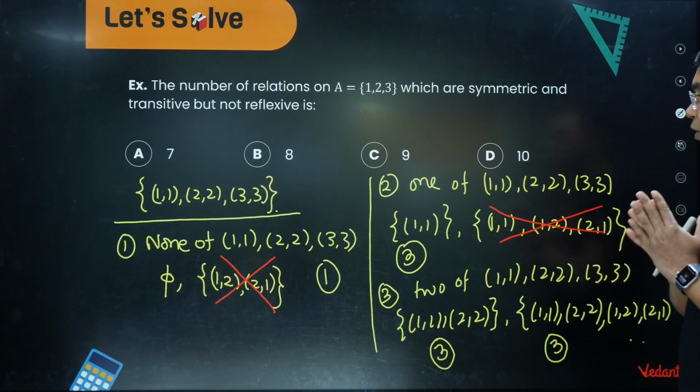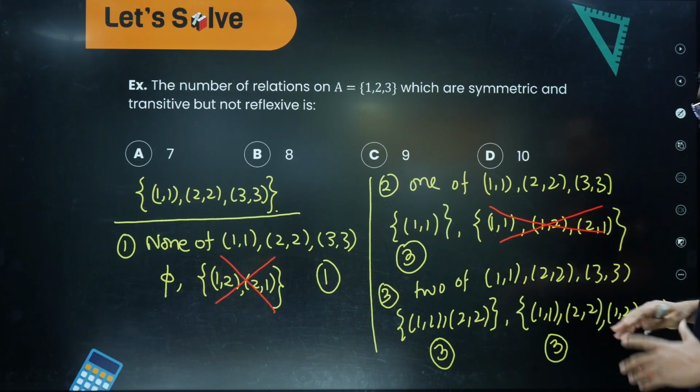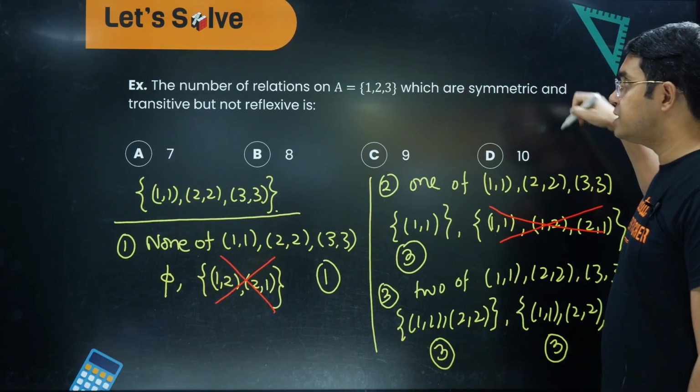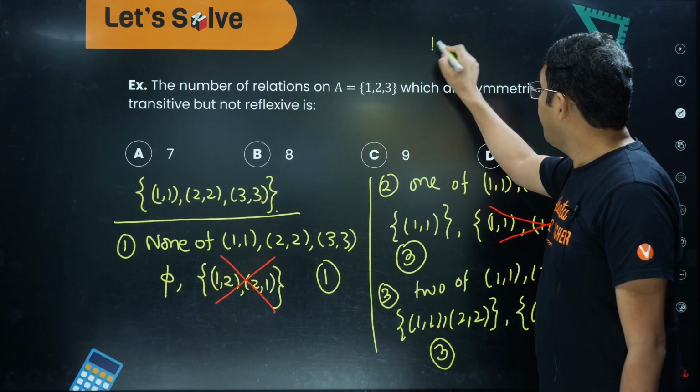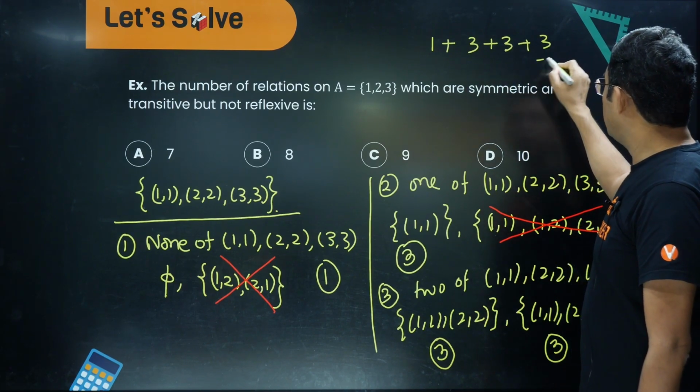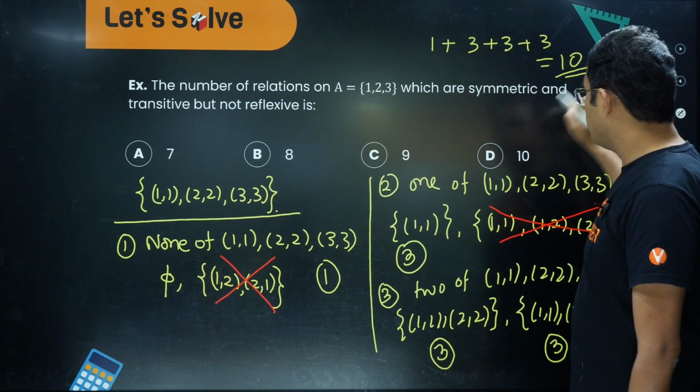So the total number of relations with this condition, that is symmetric and transitive but not reflexive, is 1 plus 3 plus 3 plus 3, which will be equal to 10. The answer of this question should be D.